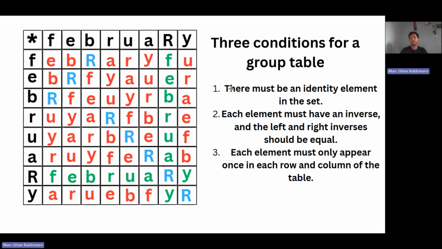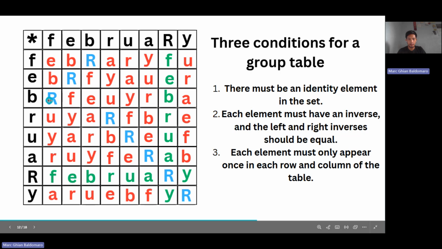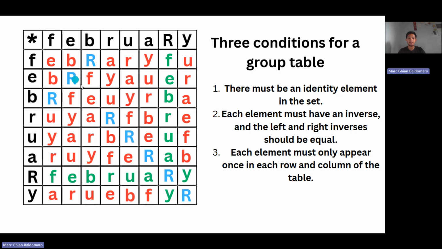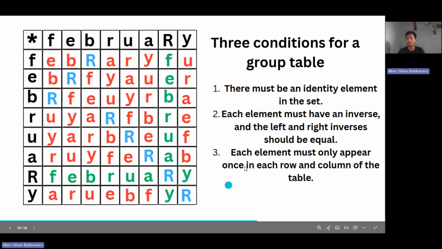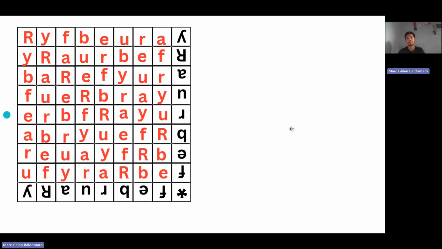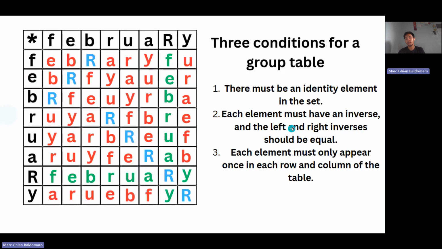So we can conclude that since there is an identity element in each set, each element must have an inverse. We can see that for each element, B's inverse is F, E's inverse is E, R's inverse is F, its inverse is B, and the rest are their own inverses. We can say that this is a group table.